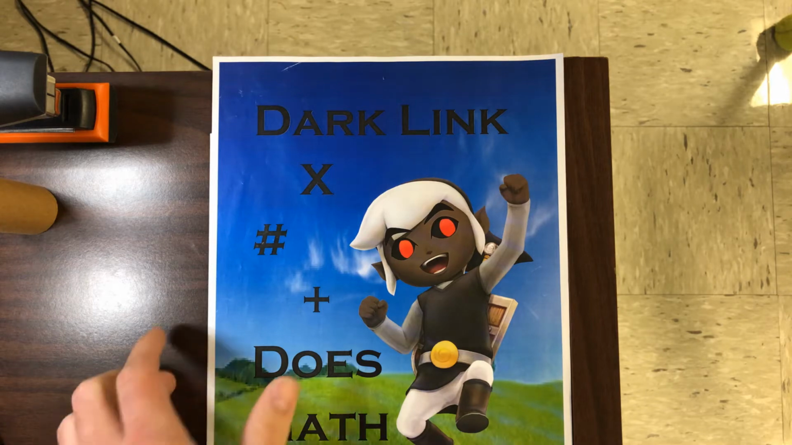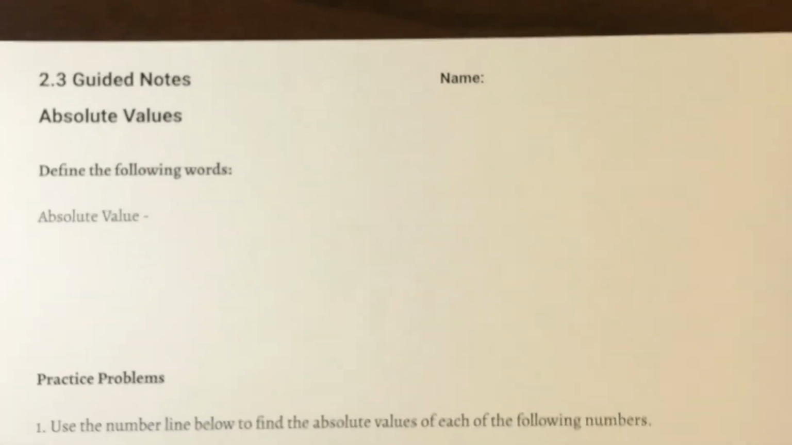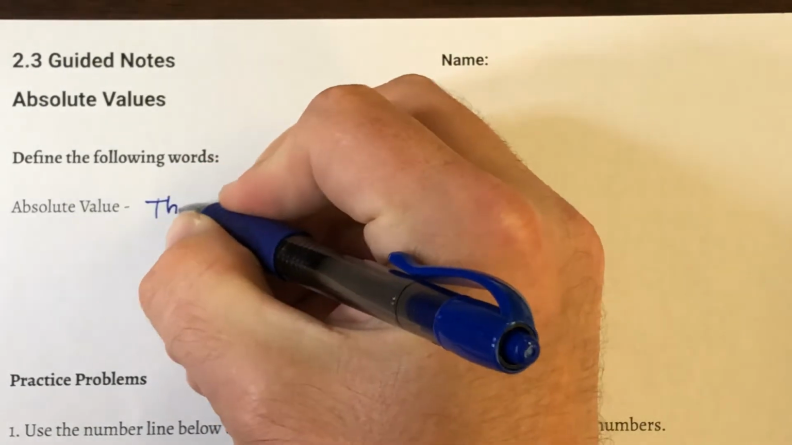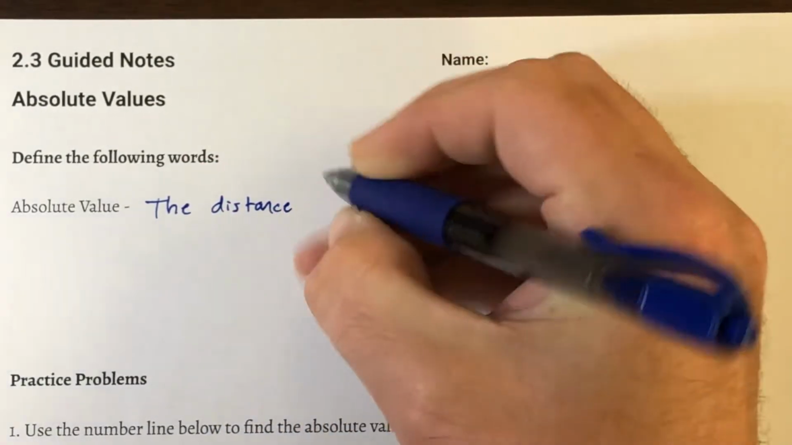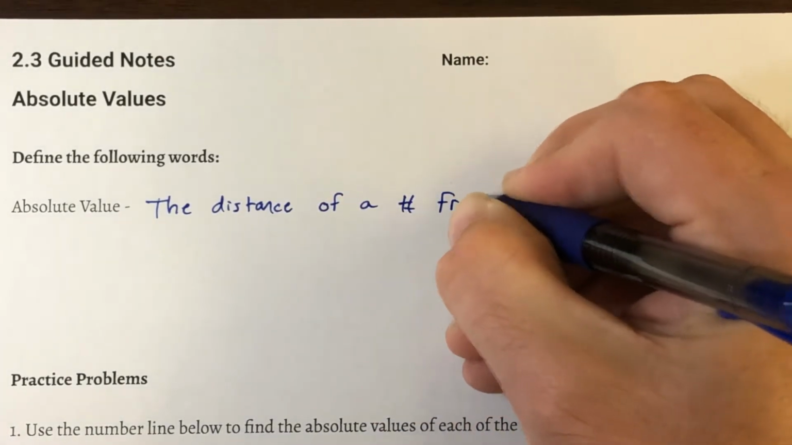So today, we are going to be going over lesson 2.3, absolute values, and what they mean, and how to solve them. So our first term, and only term, is absolute value. Absolute value is the distance of a number from 0.